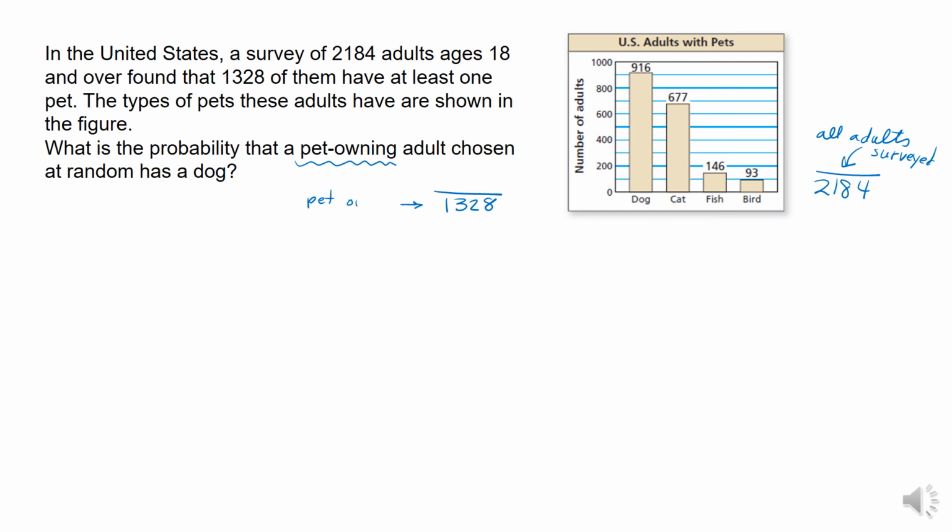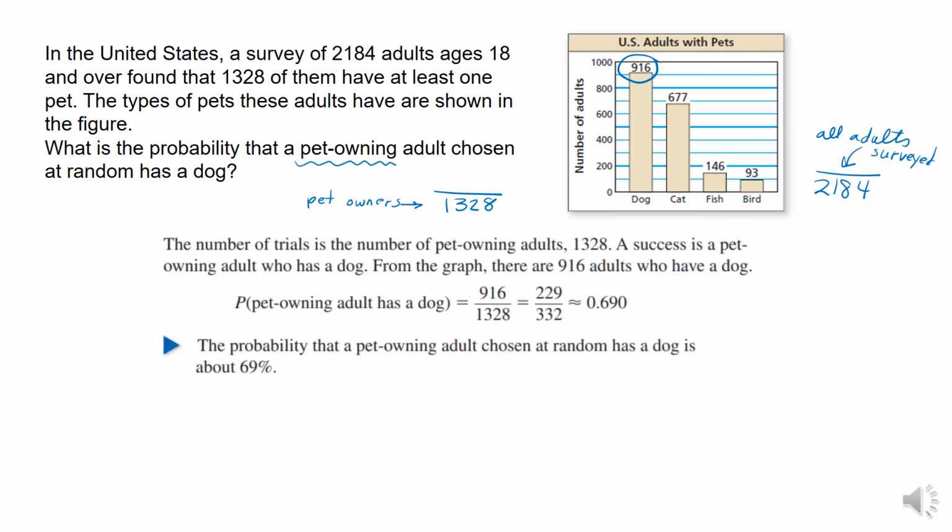Okay? So be careful. And then we're going to put the 916 on top because those are the dog owners. And that would give us our total. Okay? So the probability that a pet-owning adult chosen at random has a dog is about 69%. Okay? So always reduce. Make sure you reduce the fraction. You can put it like that or as a percentage.